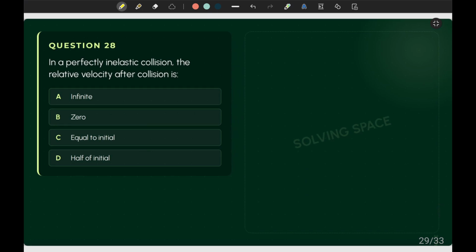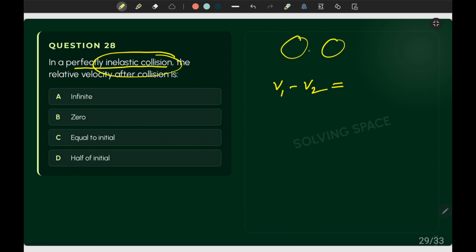Question number 28. In a perfectly inelastic collision, the relative velocity after collision? In the definition of inelastic collision, the two bodies collide and stick together. That means both move with the same velocity. So relative velocity will be 0.